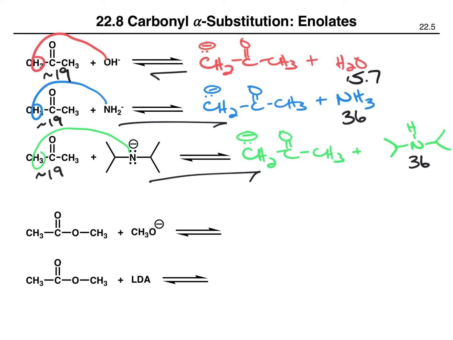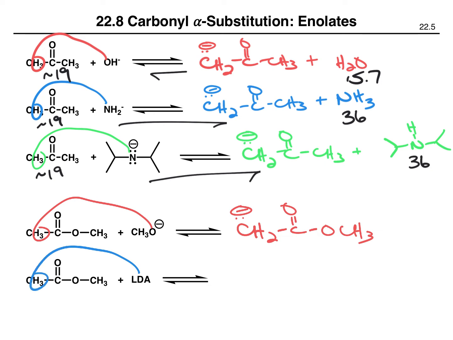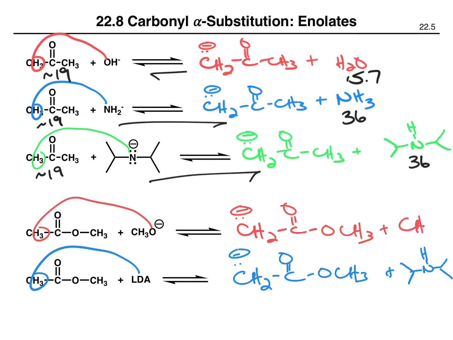Next, let's take a look at some esters. Methoxide can act as a base, grab off an alpha hydrogen from here, giving us this enolate. And in the second example, LDA can act as the base, grab off a proton from the alpha position, giving us the same enolate, plus diisopropylamine, and sorry, I forgot to write it for the first one, plus methanol.